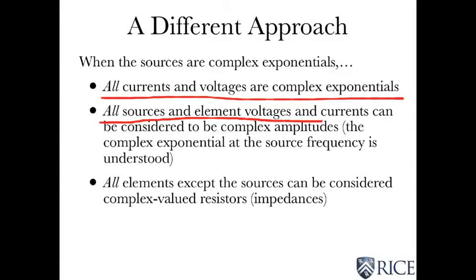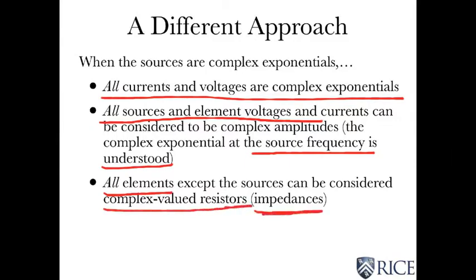Complex amplitudes, because we're going to assume the source frequency is understood. We're going to assume the complex exponential is sitting there. That's the cancellation I mentioned. And when we do that, all elements can be considered as complex valued resistors. The technical word is they're an impedance. That really makes our life a whole lot easier.